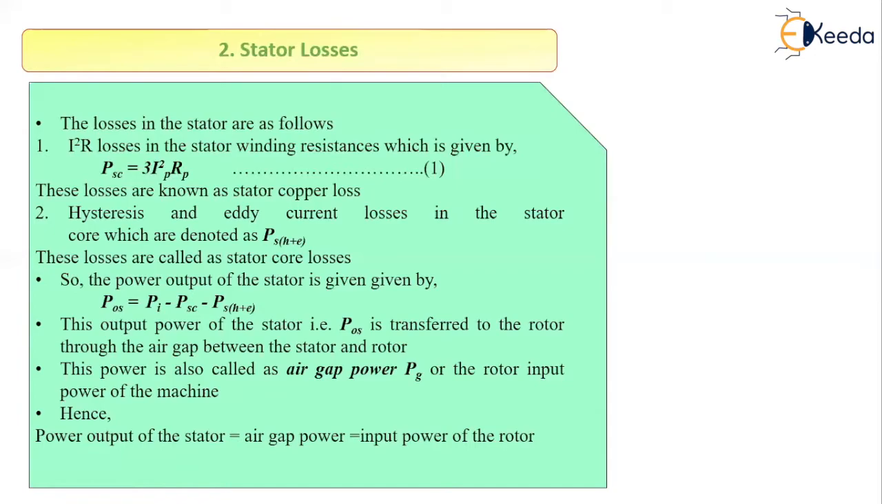Now this output of the stator is called the air gap power, because via the air gap it will be transferred to the rotor. So it will act as the input to the rotor. So the output power of the stator is nothing but the air gap power, which is nothing but the input power of the rotor. So POS, that is the output power of the stator, is equal to PG, that is the air gap power, is equal to PIR, that is the input power of the rotor. That will be equation number 2.